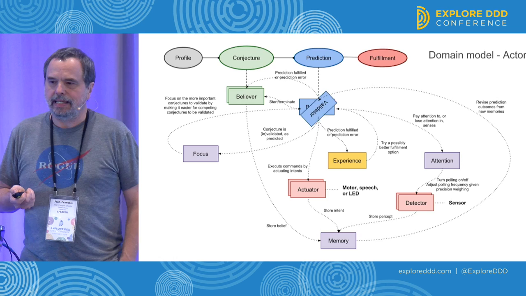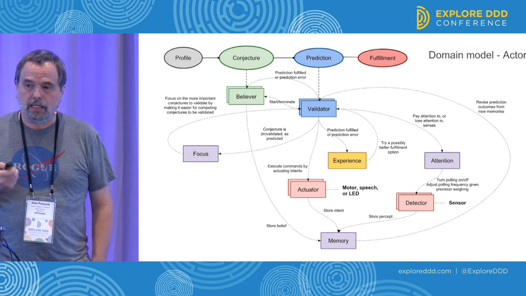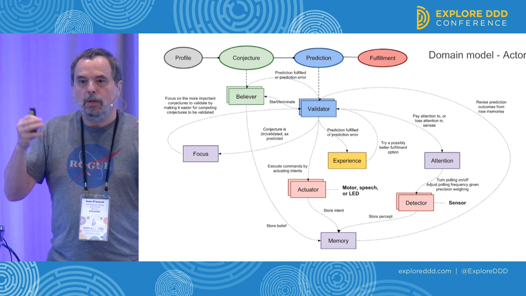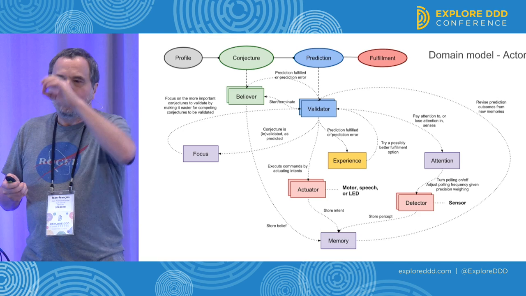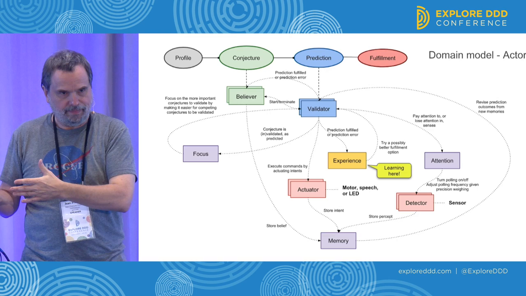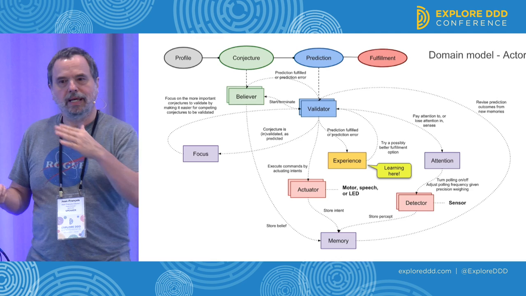Now, there's experience. And experience is a single agent, and its job is to listen to these prediction errors and predictions fulfilled, and accumulate statistics about what worked and what didn't. And based on what worked and what didn't, it will suggest a fulfillment option to the validator that just reported the prediction error. So basically, experience is where learning is going to happen, right? It learns from experience which fulfillment options worked and which didn't. Well, pretty cool.